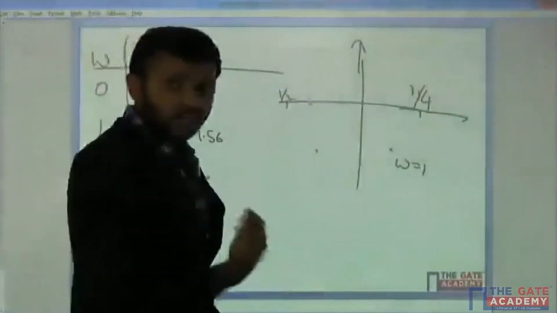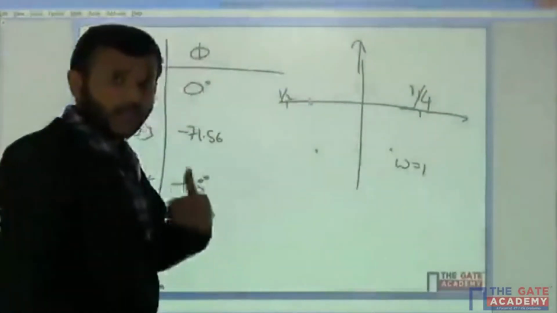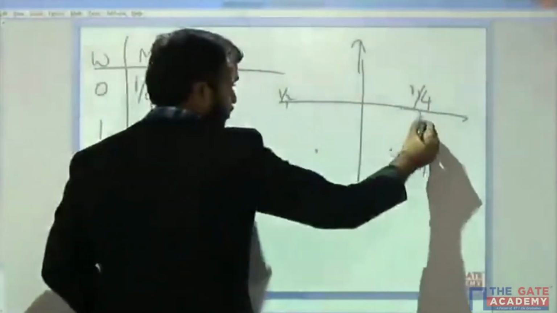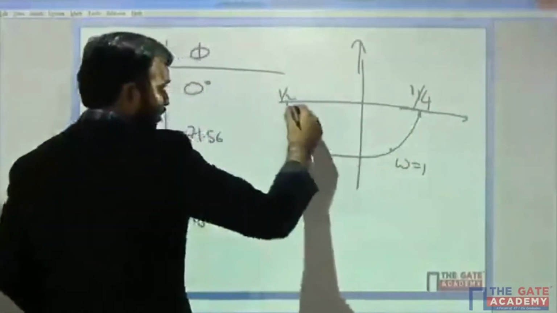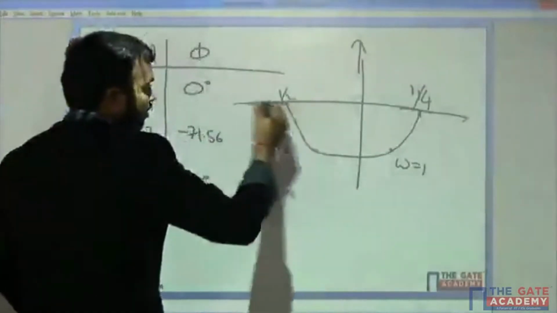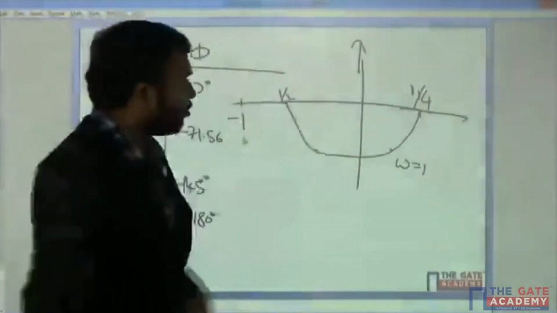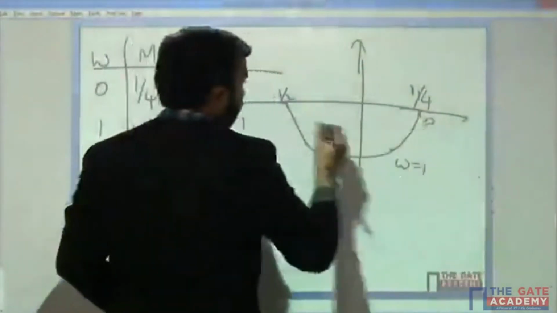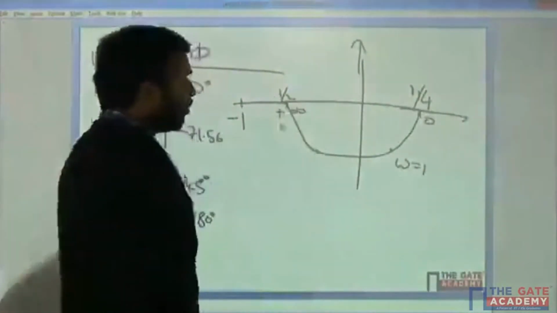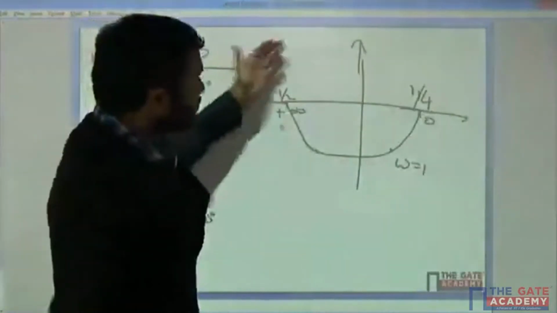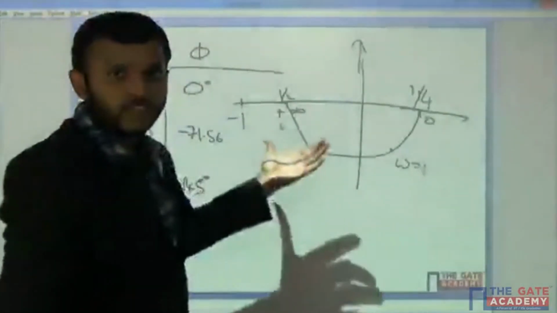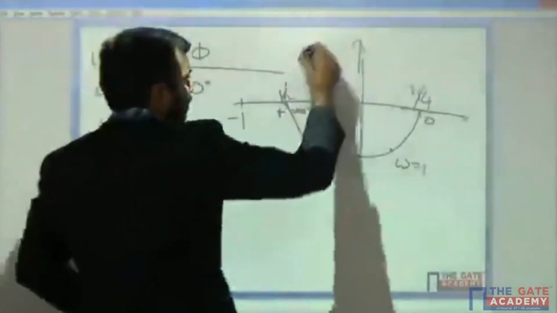If I change the value of omega continuously, what I will get is a pattern like this. And let us take this as minus 1. I will get a pattern like this. This is for omega equal to 0 to omega equal to plus infinity. If I consider from omega equal to minus infinity to 0, which is symmetrical with respect to the real axis, I will be getting it like this.